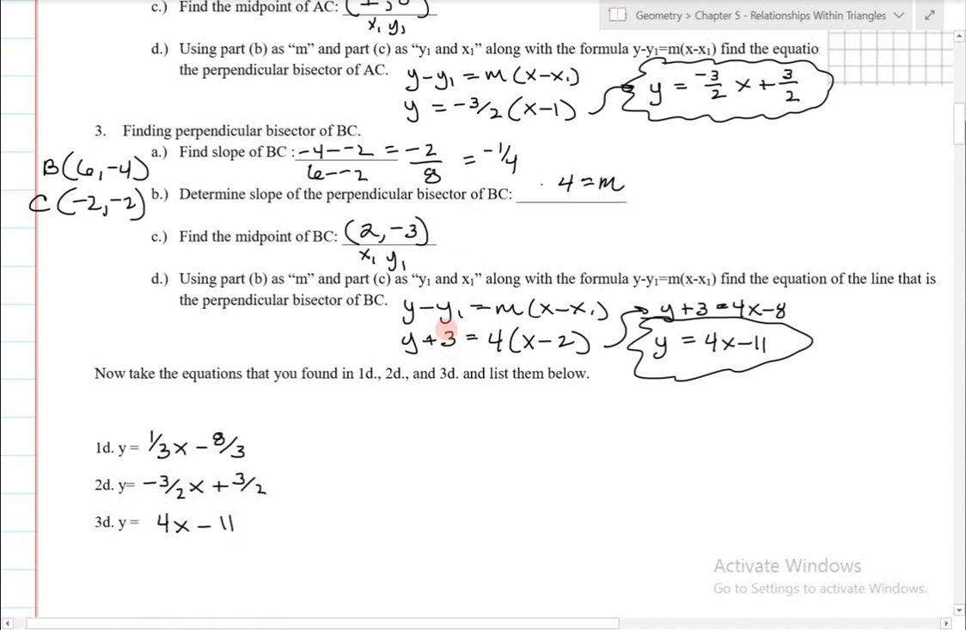This 3? Yeah. Because this was the midpoint, right? So we've got y minus y1. So y1 is -3. So it's going to be y minus -3. So it becomes +3. So all I wanted you to do is to gather those 3 equations that we just developed. Okay, so you write those down.